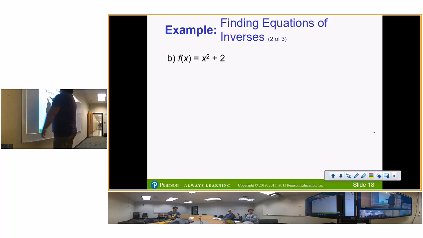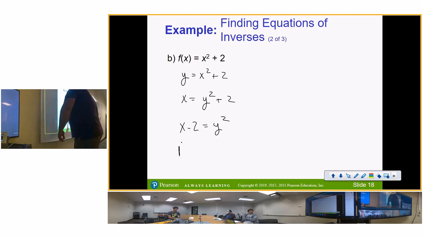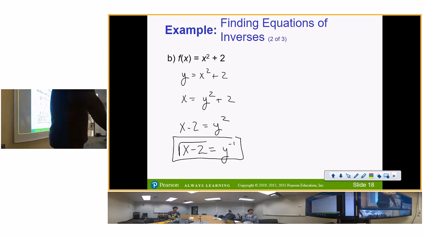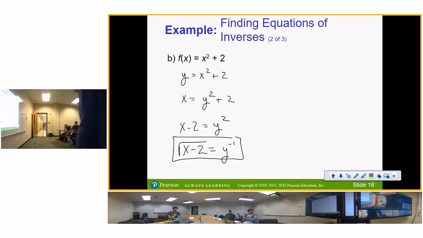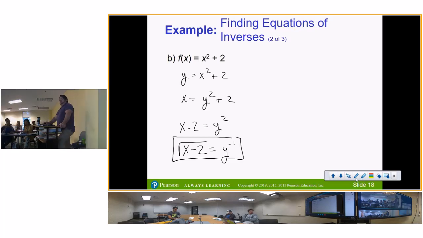So y, drop the pinky, exchange. So that's going to be x is equal to y squared plus 2. x minus 2 is equal to y squared. Square root of x minus 2 is equal to y to the -1. And of course you could write f to the -1 of x if you wanted to. No, I like this, -1. Yeah, why mess it up?